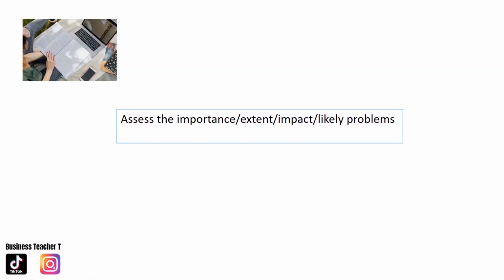Now for these 12 markers, the command word tends to be assess. Assess the importance, assess the extent, assess the impact, assess the likely problems. These are some of the ways that it is worded. It is important to remember with a 12 marker, you must evaluate. Very important. You must look at both sides of the argument.